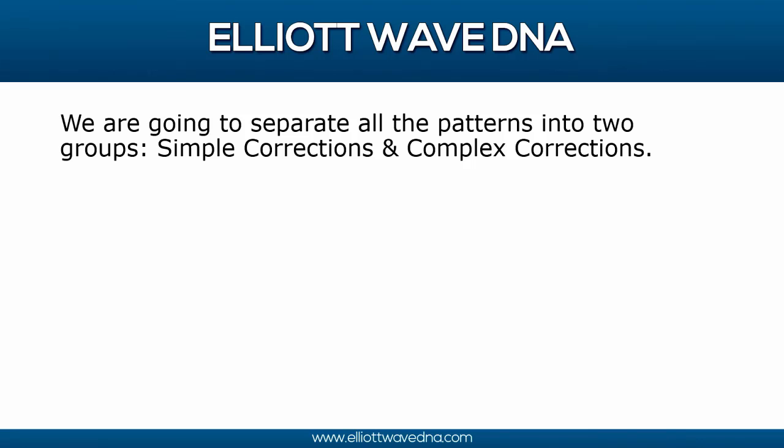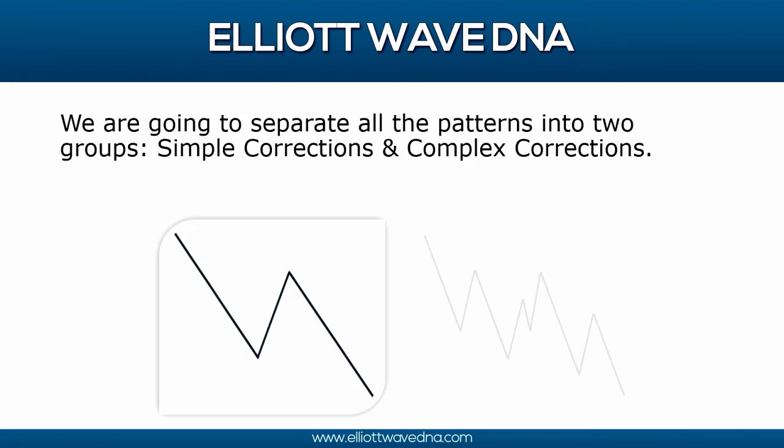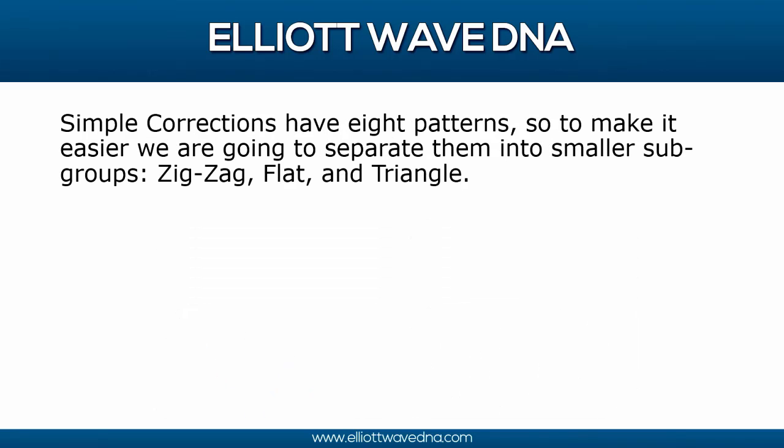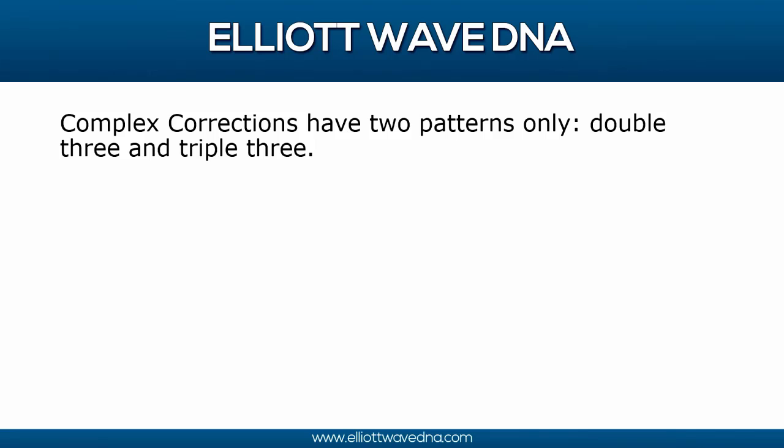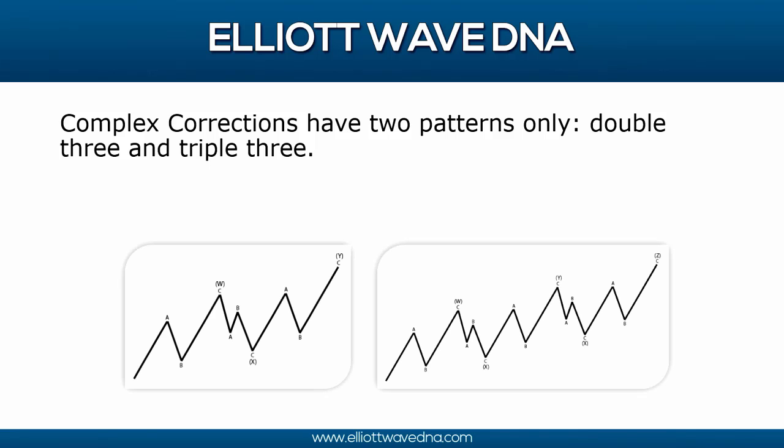We are going to separate all the patterns into two groups: simple corrections and complex corrections. Simple corrections have 8 patterns, so to make it easier, we are going to separate them into smaller subgroups: zigzag, flat, and triangle. Complex corrections have 2 patterns only: the double three and the triple three.